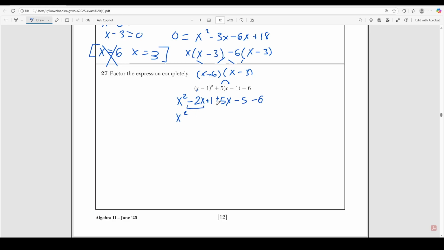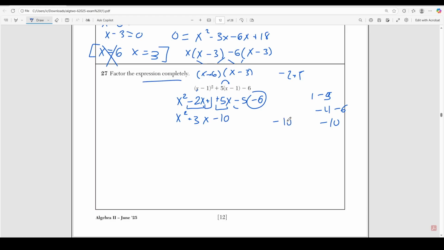Okay, now I can combine like terms. I have negative 2x plus 5x, so negative 2 plus 5 is positive 3x. Over here, I have positive 1 minus 5, so 1 minus 5 is what? That's negative 4, and then negative 4 minus 6. Okay, when we combine that negative 4 with this minus 6 over here, we get minus 10. So I can rewrite this as x squared plus 3x minus 10. Okay, now we want to factor this expression.